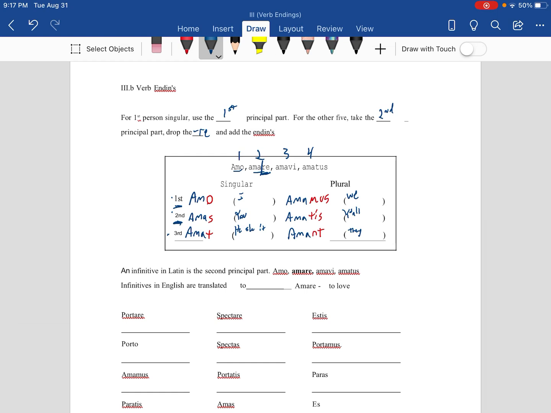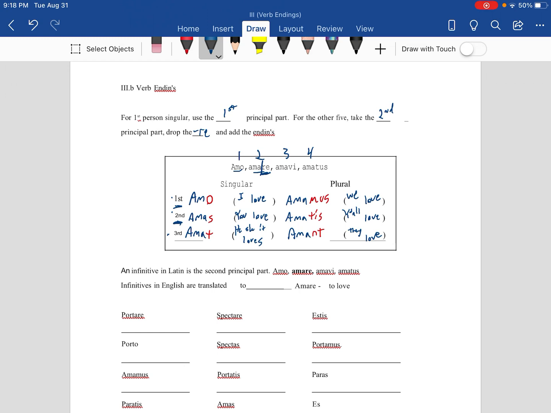Now, when you conjugate, that really just means you're putting on the endings that will tell you what the subject is. For example, with amo, the subject is I, it's going to be I love. The S on amas is going to be you love. The T on amat is he, she, or it, and amat is loves. Mus is we love. Amatis, the tis is y'all love, and the nt is they. And so amant is they love.